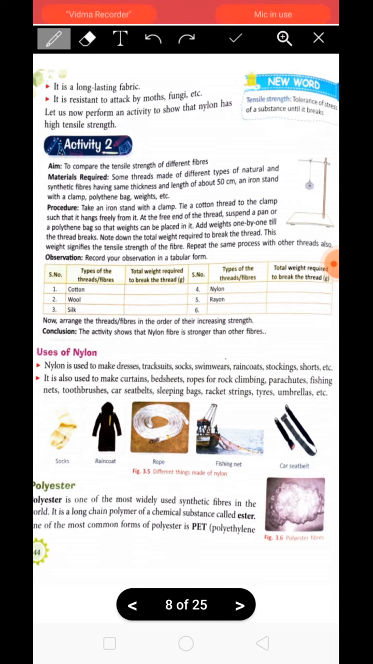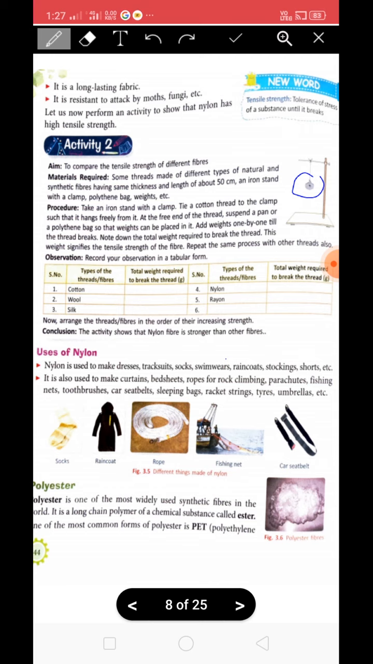Understood? Now what do we need to do to perform this procedure? We need to hang the thread with this iron clamp. At the second end of the thread, you can see over here, we have hung the polythene bag, so that we can add more weight over there. We will start with a smaller weight and keep on adding until the thread breaks down. After the thread breaks down, we need to know the weight at which it broke down. The same activity has to be performed with all of the threads that we have collected.